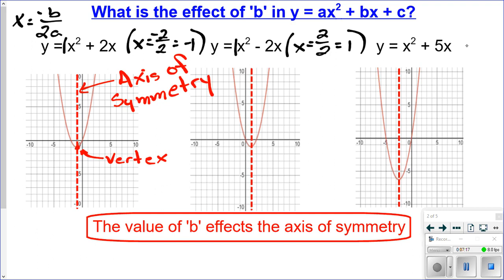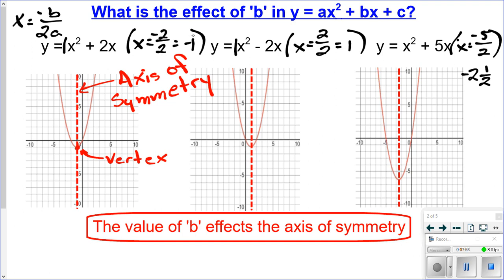All right, and so let's look at this last one here. We have room to fit this in here. Negative b, so it would be negative 5 over 2 times 1 again. So it'd be negative 5 halves, which if I simplify that, that would be negative 2 and 1/2. And so look at our line. Is it between negative 2 and negative 3? Absolutely it is. Okay, so this negative b over 2 times a tells us where the axis of symmetry is.